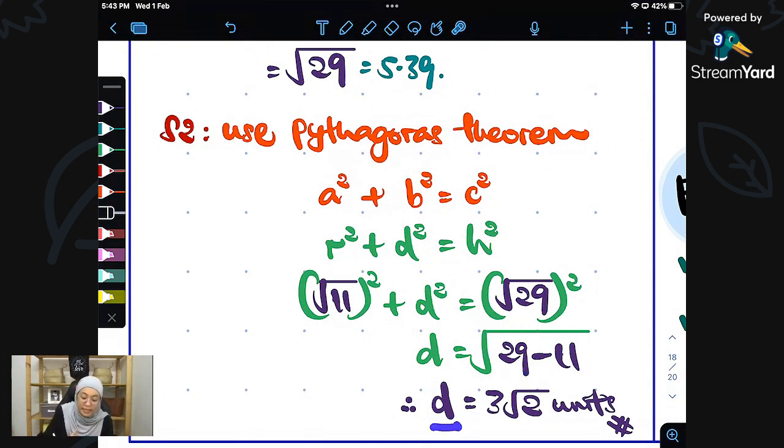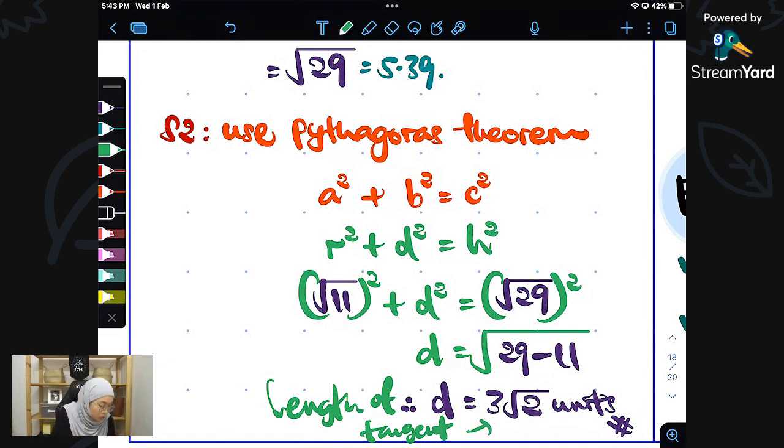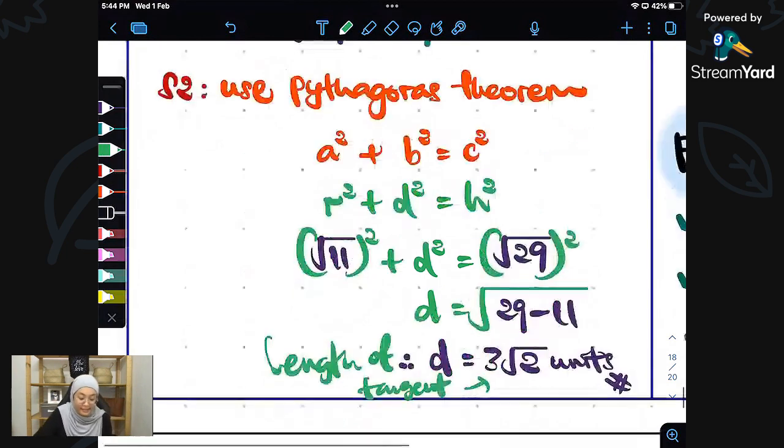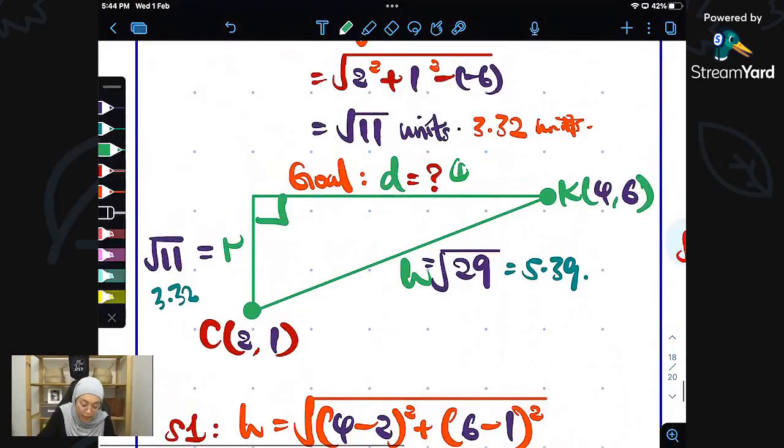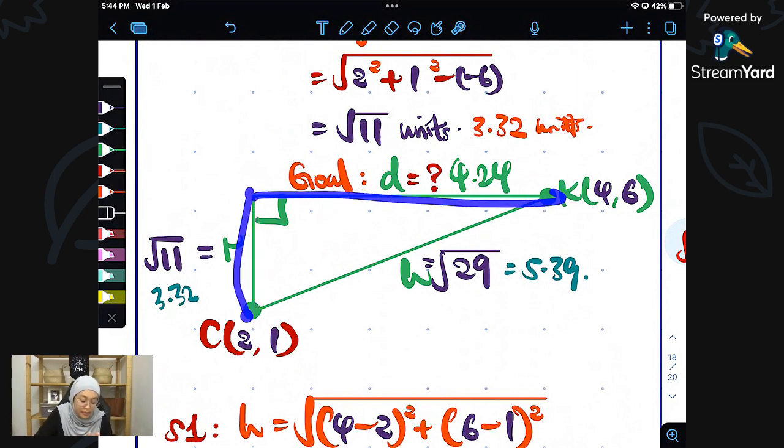Which is the D, the tangent of the line, the length of the tangent. The length of the tangent adalah bernilai sebanyak 3 square root 2. So 3 square root 2 sebenarnya adalah 4.24 cm. So logik ke tidak? Ini adalah 4.24 unit. So this is like 3 units. This is sort of like 4 units. 3 units, 4 units, and here 5 units.